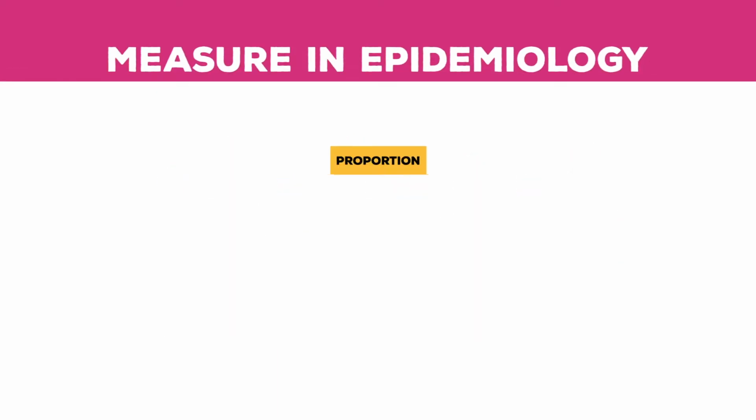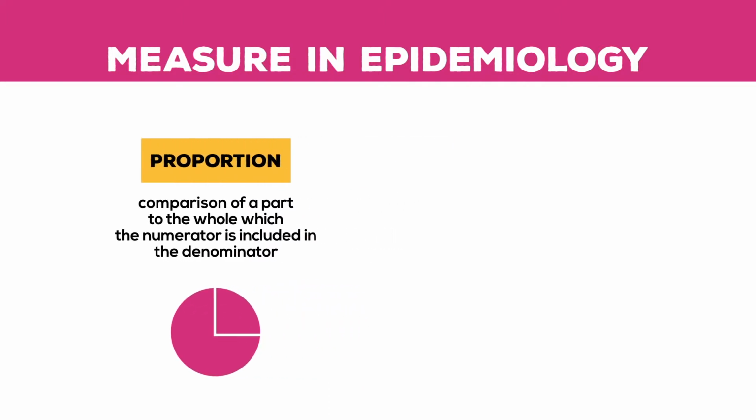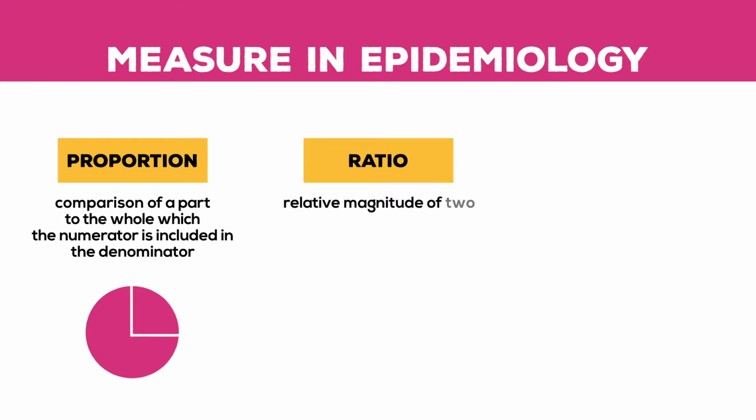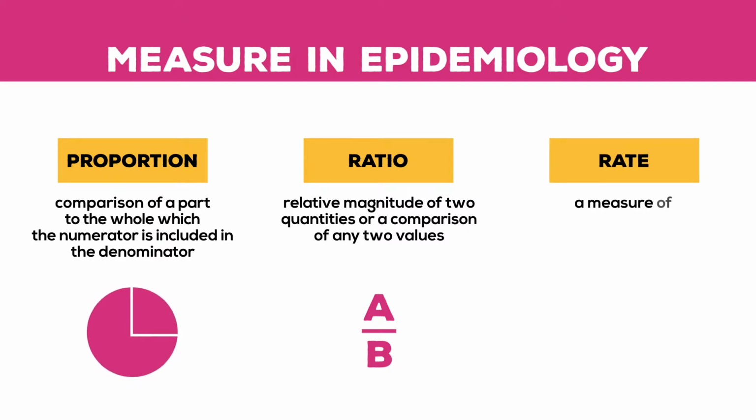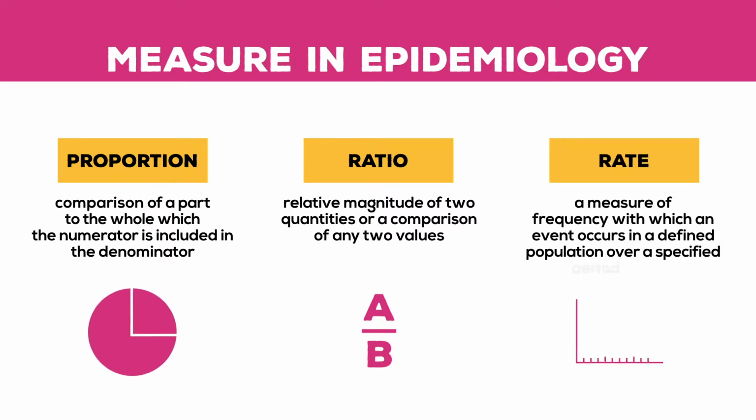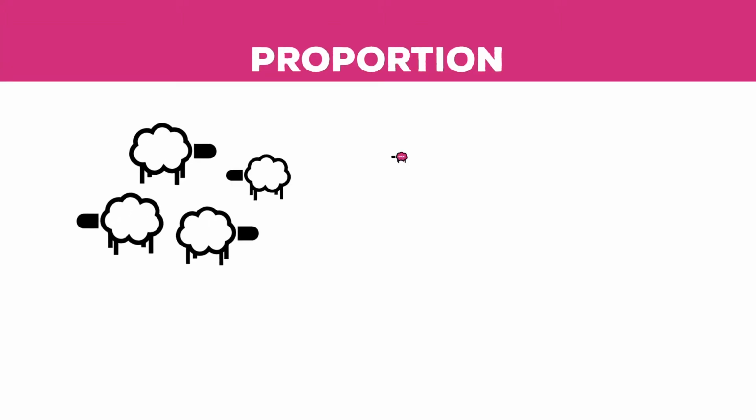Before we go into the details, there are some definitions that should be clarified. Proportion is defined as the comparison of a part to the whole, where the numerator is included in the denominator. Ratio is defined as the relative magnitude of 2 quantities or a comparison of any 2 values. Rate is defined as a measure of the frequency with which an event occurs in a defined population over a specified period of time.